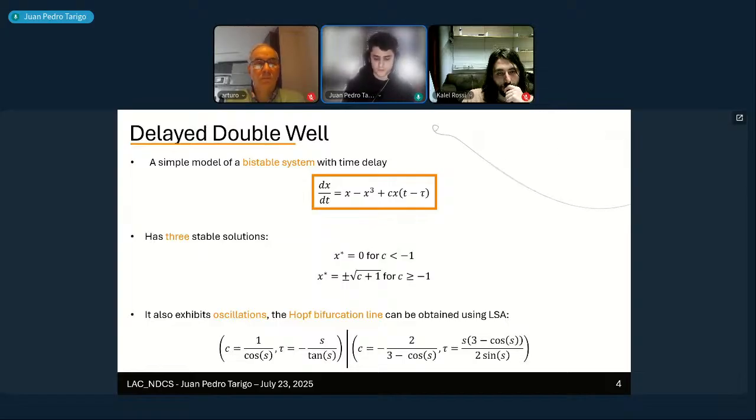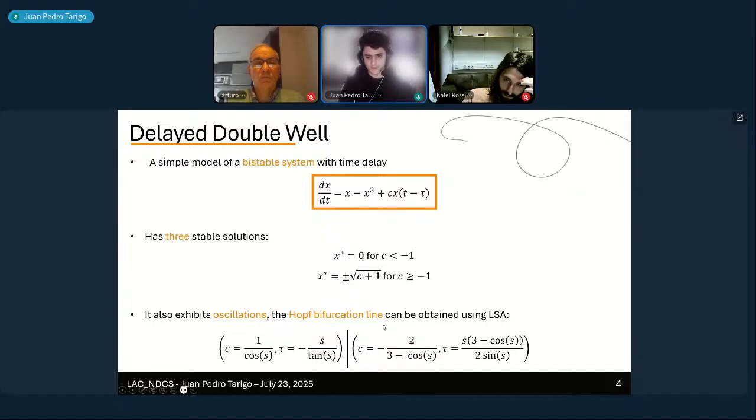A simple model of a time-delayed system is the delayed double well. This is the normal form of the pitchfork bifurcation, but we introduced a delay in the variable. The delay parameter is this tau. It is very simple to see that this system has three fixed point solutions, and analytically we can calculate a Hopf bifurcation line where the fixed points give rise to oscillations.